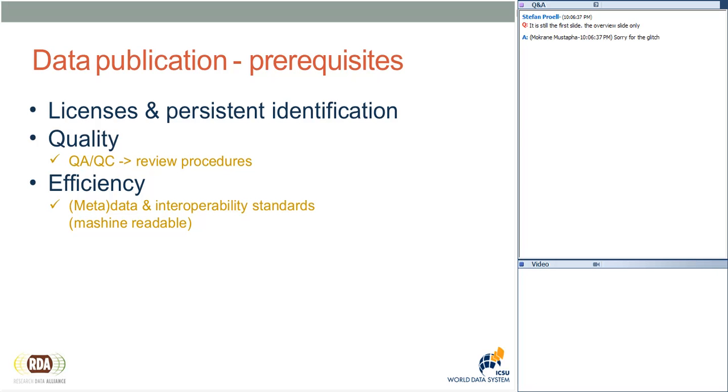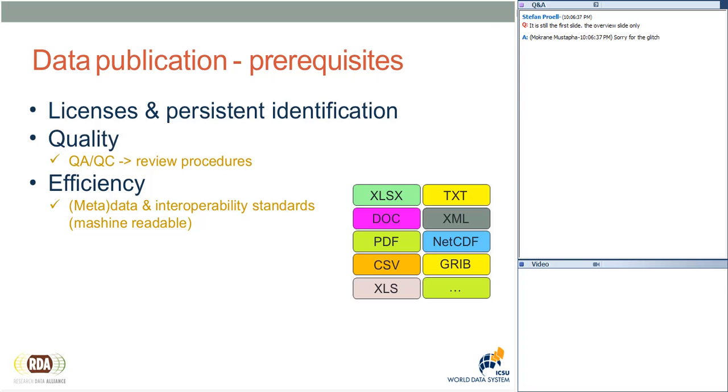To visualize this, look here on the right. Imagine you have an institutional repository storing myriads of files with different MIME types, and each of those files also has semantics inside that need to be disentangled.